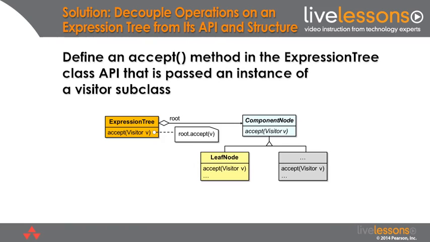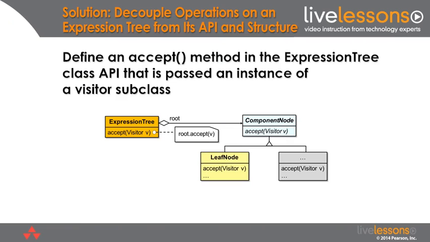The next thing we do is we define an accept method in the expression tree class API that will be passed an instance of a visitor subclass. Now, if you think back to what we talked about earlier when we were describing composite pattern and the bridge pattern, we already foreshadowed the use of this accept method. Every node in the composite implementation hierarchy, the component node implementer hierarchy, had an accept method that took a visitor. Likewise, the expression tree abstraction has an accept method that takes a visitor as well, and it simply forwards it to the appropriate implementer in the implementation hierarchy.